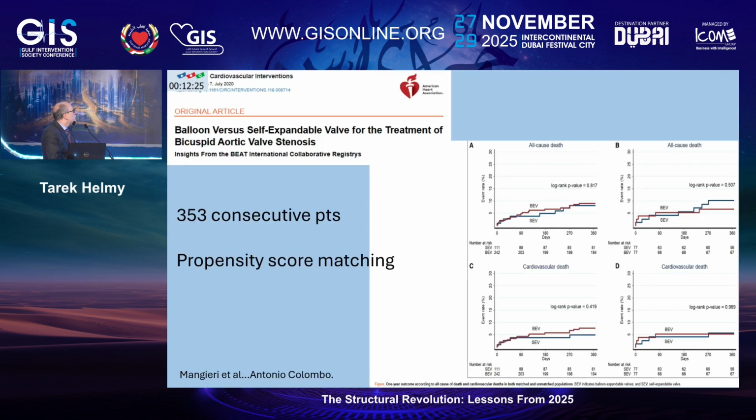Okay, balloon versus self-expanding for bicuspid aortic valve stenosis. There really is no difference. Whatever platform you're comfortable with, if you decide to go forward with a TAVI on a bicuspid aortic valve, you will see that the data supports both platforms. Some people argue supra-annular leaflet position is favorable. Some people argue a better and more accurate landing zone with the balloon expandable is better. Whatever you're comfortable with is probably the way to go.